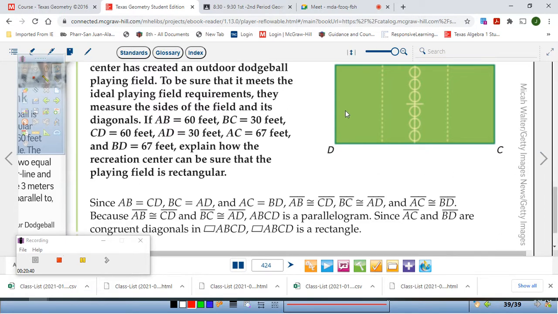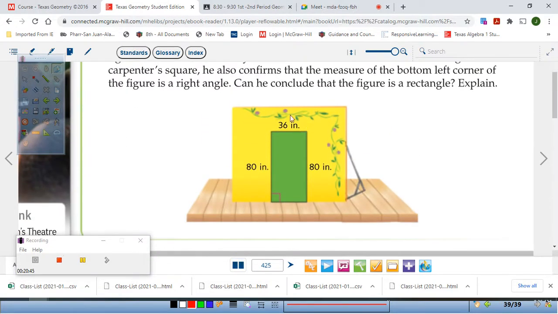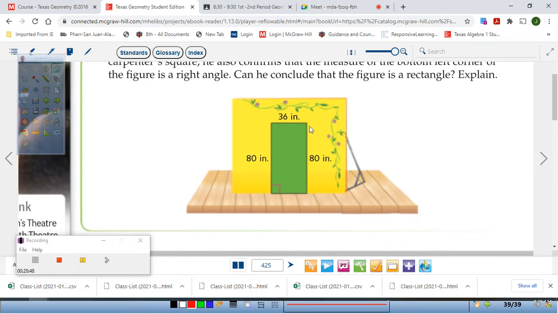But we're not going to do this one. I think I explained this one already. But they want to say, is this a rectangle? Is this a rectangle, guys? What do y'all think? How do we prove for us now that it's a rectangle?